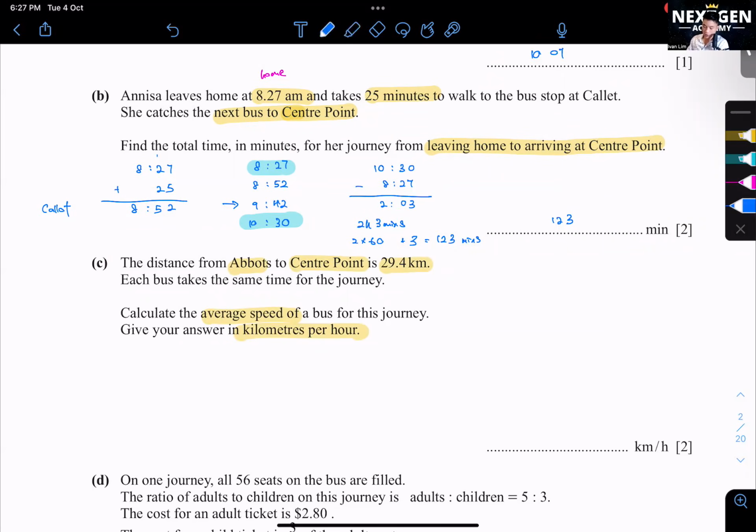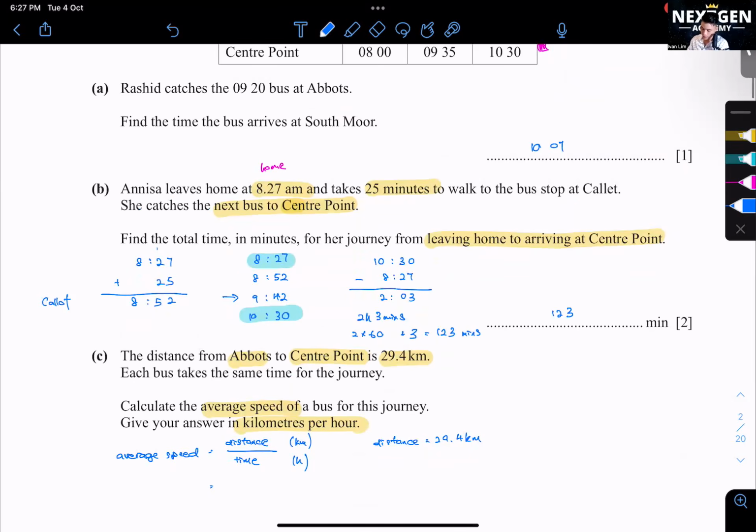So first we need to know what's the formula for average speed. Average speed is total distance over total time, right? We got the distance here already, 29.4, and they want it in kilometers per hour, right? So we need to make sure the units are correct. So distance is 29.4 km. Now the time, we need to calculate the time from Abbott's to Center Point.